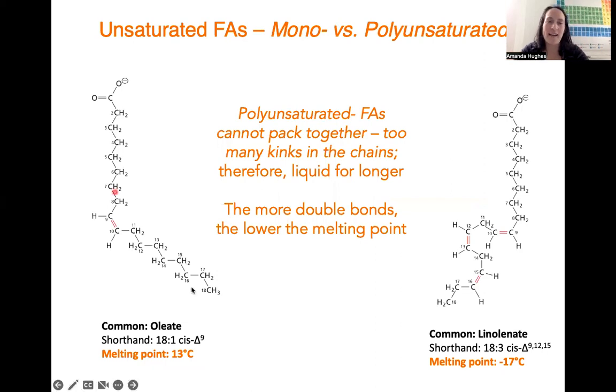So we can look at the example where there's only one double bond and then the one where there's 3 double bonds. Essentially, the more kinks you have, the more it is going to want to stay liquid. So you can see that the melting temperature of this fatty acid is negative 17 degrees Celsius compared to 13 degrees. So more double bonds, the more liquid it's going to want to stay, the lower the melting temperature.